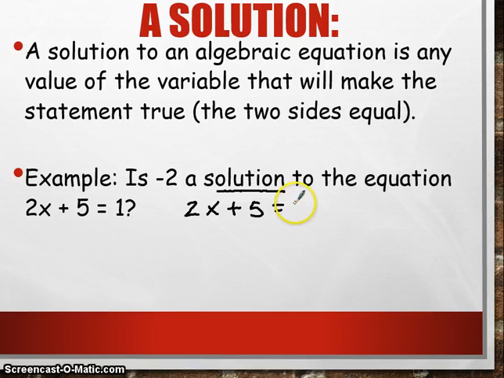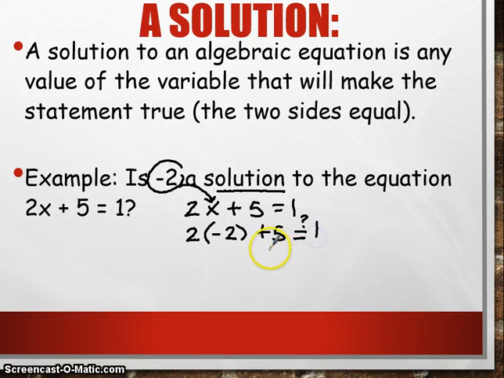So to solve this problem, to see if this is a solution, I want to know if I put -2 in for x using substitution, will it equal 1? Now, when you substitute a value, it's important to put it in parentheses so you don't think it's subtraction. This is really multiplication. So 2 times -2 plus 5, does that equal 1?